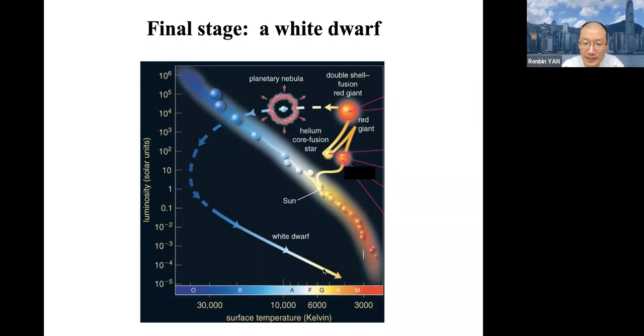Basically, you have perfect equilibrium between the gravity of the core and the electron degeneracy pressure. So that balance is perfect, and the star keeps a fixed size. And as the temperature goes down, luminosity drops. And so it goes along this constant radius line in the luminosity versus temperature diagram. So this line is a constant radius line, right?